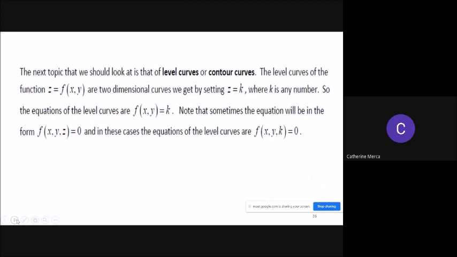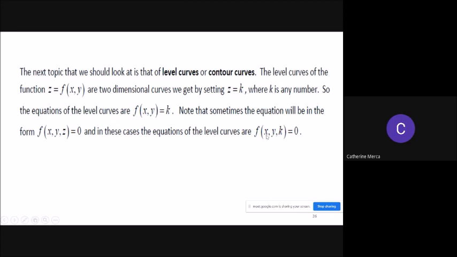How about your level curves or contour curves? The level curves of the function z equals f of xy are two-dimensional curves, and we get it by setting z equal to k, where k is any number. So the equation of the level curves are of this form, f of xy equals k. Note that sometimes the equation will be in the form f of xyz equals 0, and in these cases, the equations of the level curves are this one.